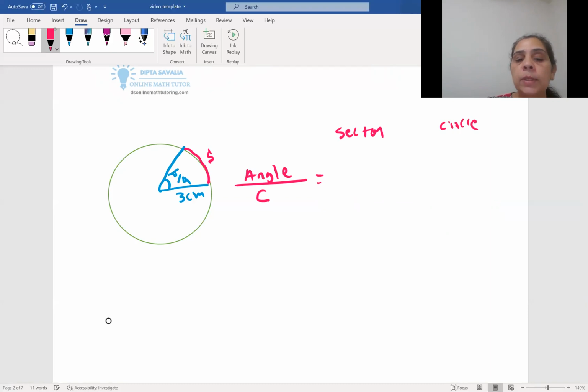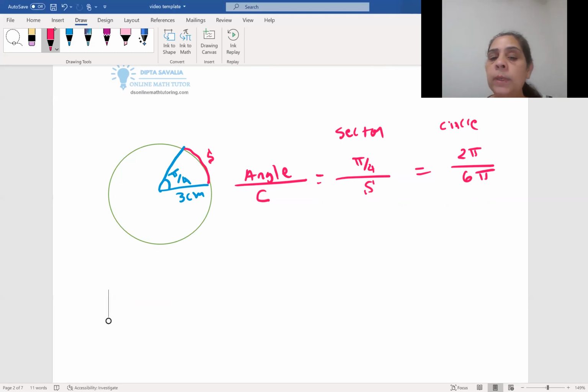For the sector information, what angle do we have? Pi over 4. And the circumference we need to find, so we can say S. For the whole circle, what is the angle? We have radians, so I will write 2 pi. And the circumference is 2 pi r. 2 times 3 is 6, so 6 pi. Now we can do cross multiplication.